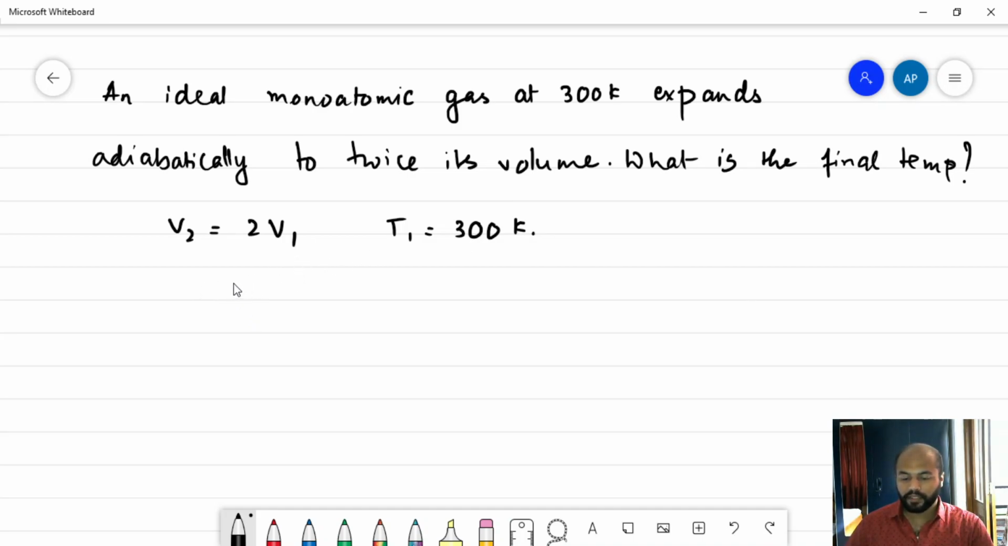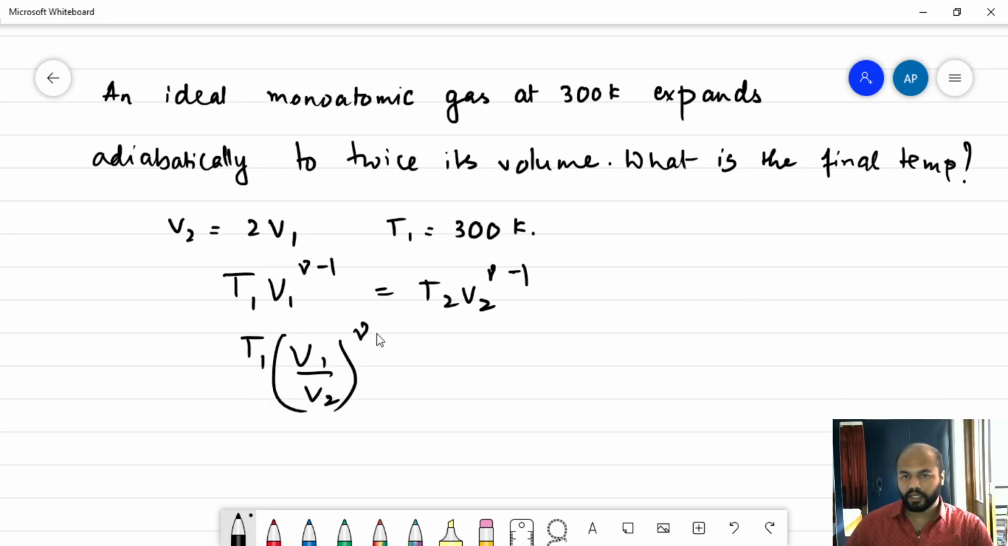And we know that the relation that holds between T and V is this: T1 V1 raised to gamma minus 1 equals T2 V2 raised to gamma minus 1. So basically, T1 times V1 by V2, this ratio is known to us, raised to gamma minus 1. What we have to calculate is T2. So V1 by V2 is half, raised to gamma minus 1. Now the gamma value is to be taken as 5 by 3 since it's a monoatomic gas.